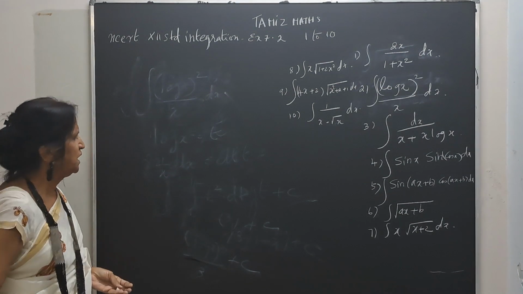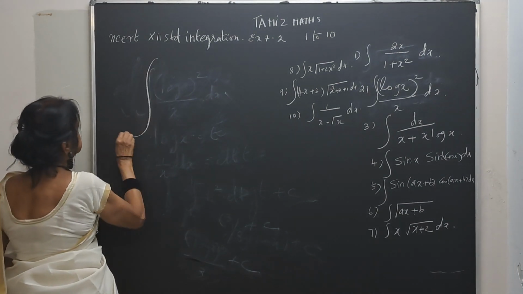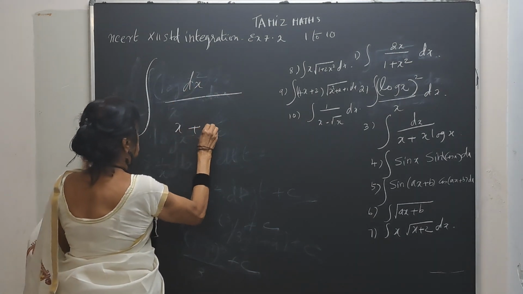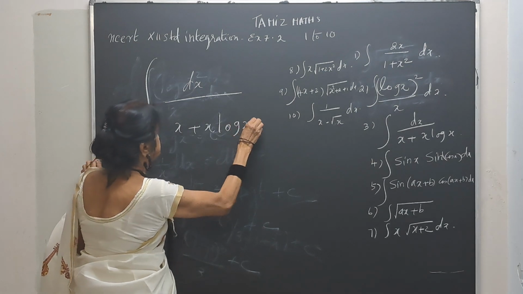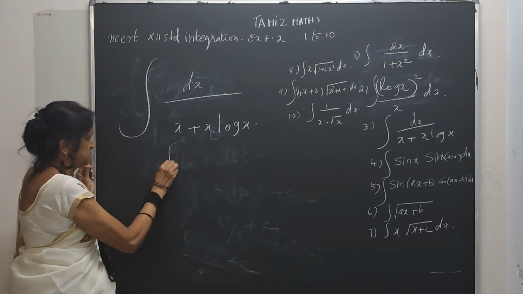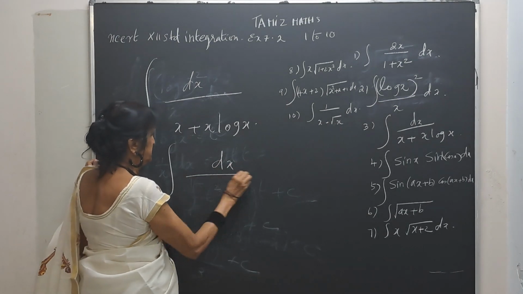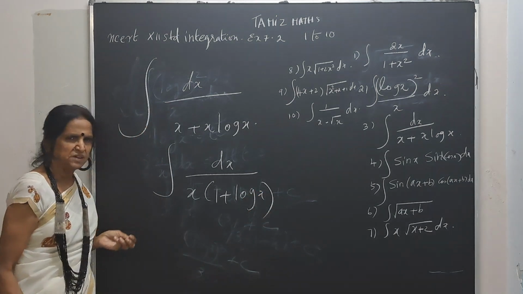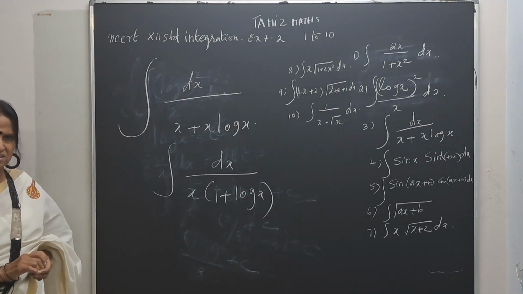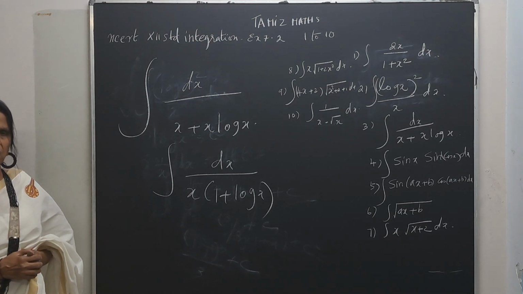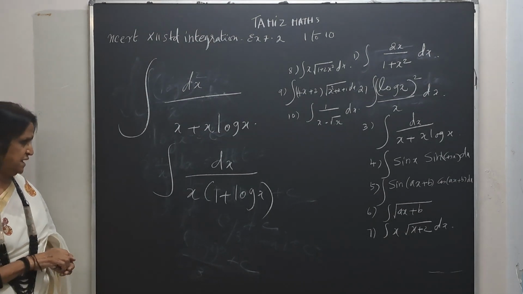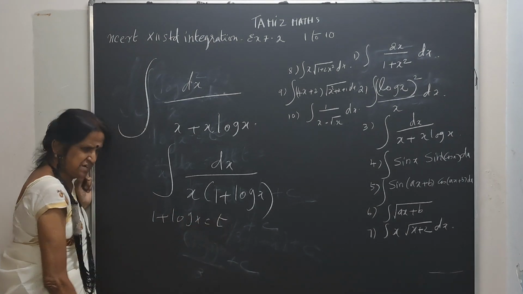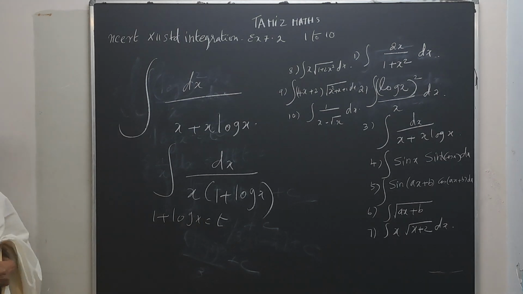Next question. Integrate dx by x plus x log x. Integrate. Take out x outside. What is derivative of 1 plus log x? Derivative of 1 will be 0 and derivative of log x will be 1 by x. So put 1 plus log x as t or k or m or whatever you like.